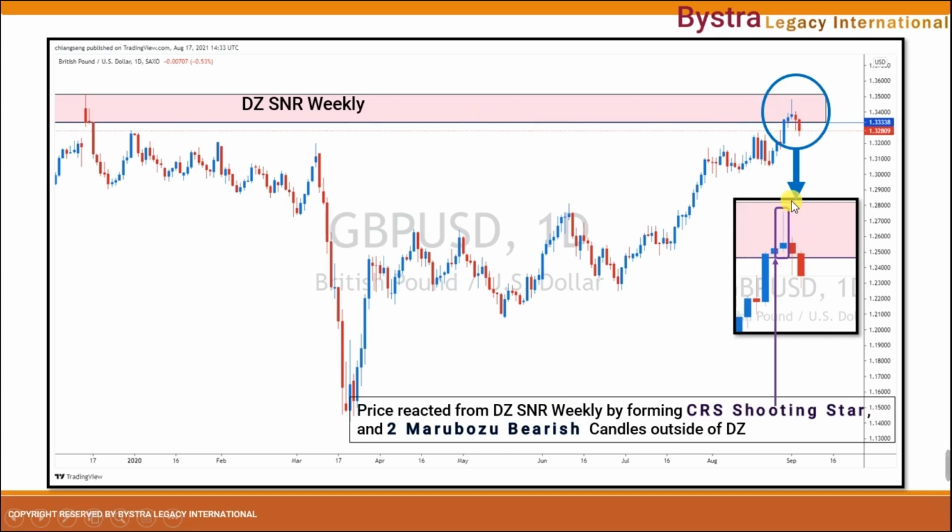And we combine the shooting star with two Marubozu bearish candles. If we just use the shooting star alone, it's not strong enough because the price is still inside the zone. But when this shooting star CRS candle reversal signal combines with the two Marubozu bearish candles and closes outside of the danger zone, then this will be our strong candle reversal signal. Okay, this is the confirmation of rejection from the danger zone.